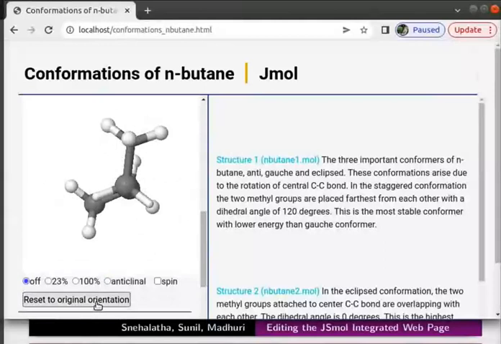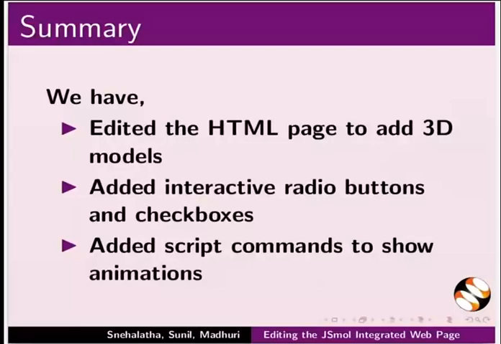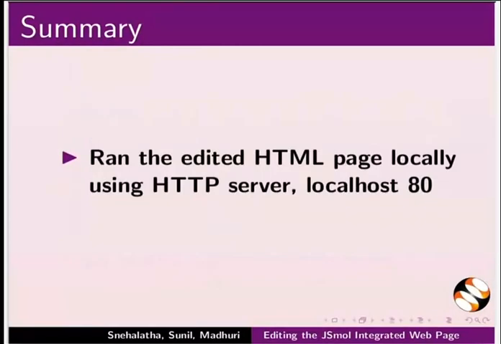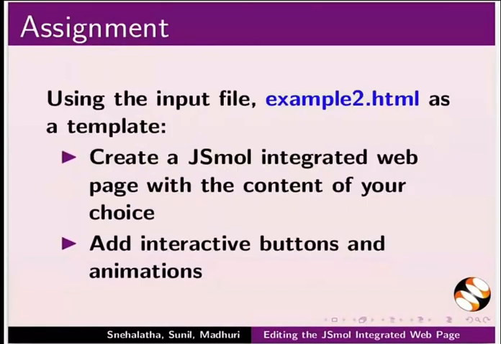Within the square brackets, within double quotes, type the following script to animate a bond rotation process. Type a comma and within double quotes, type the name of the button as anticlinal. This animation will show the anticlinal conformation for eclipsed n-butane. Save the file. Refresh the web page and check the newly added animation.